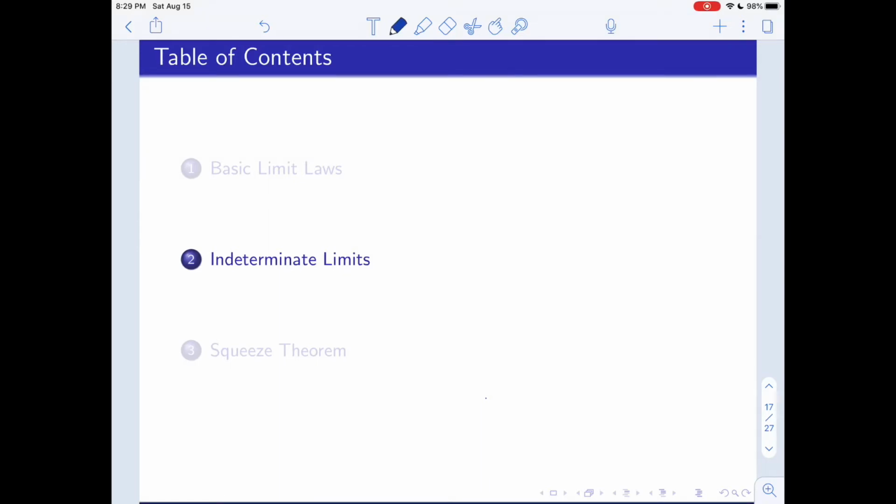Welcome back to section 1.3, where we're working on calculating limits more precisely. In this middle video, we're going to talk about indeterminate limits. These are limits where we can't just plug in an x value like we were doing in our first video. And so we need a different method to calculate these.